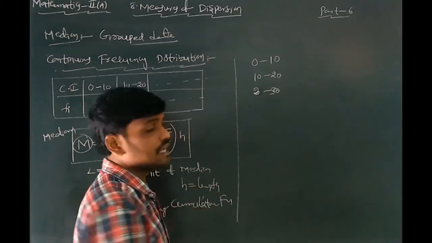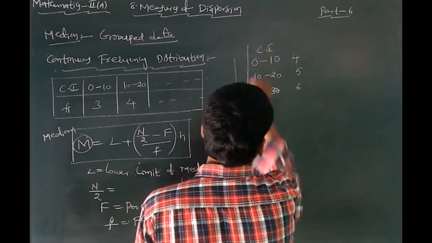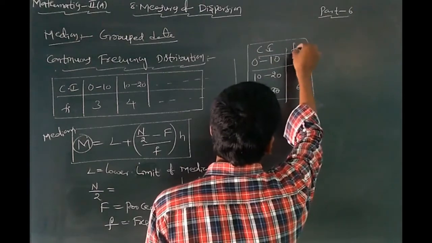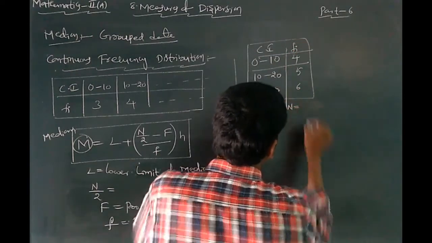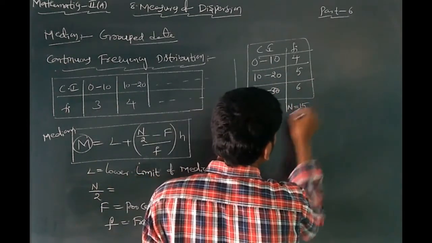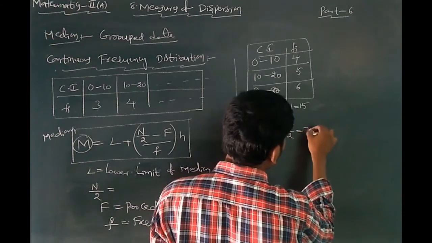This one is the class interval. For frequency, suppose we take 4, 5, 6. In this class interval, you can find the N value. N value is 6 plus 5, 11, plus 4, 15. You can find N by 2. N by 2 is nothing but 15 by 2, that is 7.5.